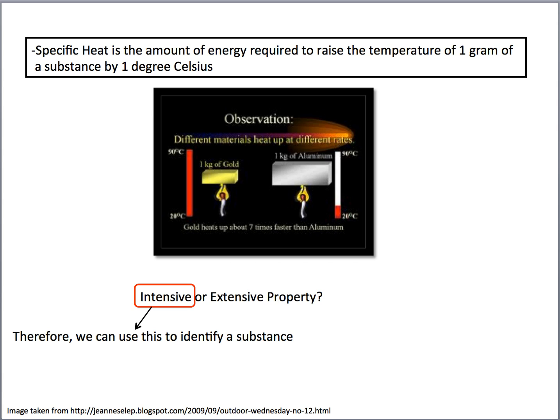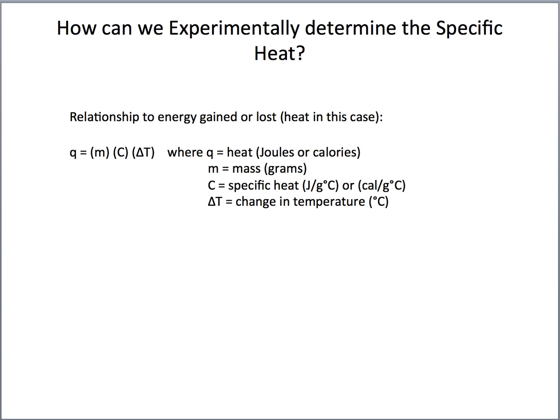Therefore, we can use this to identify a substance, much like what we did with identifying the unknown metal by determining its density earlier in the semester. In order to identify an unknown metal using specific heat, of course, we will actually need to experimentally determine its specific heat. So how do we do that? Well, in order to understand how we're going to do that, we need to have a full comprehension of the relationship between the heat gained or lost by an object and its specific heat.